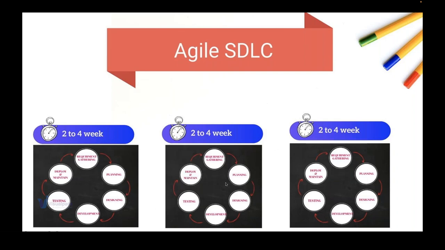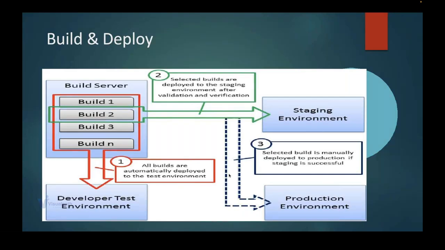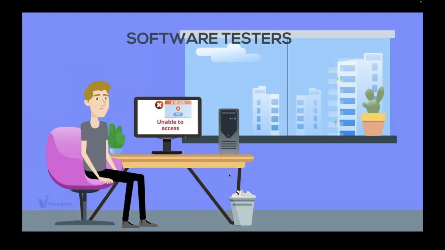Every 2 to 4 weeks, we are working in sprint form and doing iterations. We are developing new features and deploying the new features, right? That's where their business is growing, and that's where our business is also growing. If the client is happy, we are happy, because we get good hikes, right? So build and deploy, I will go ahead.